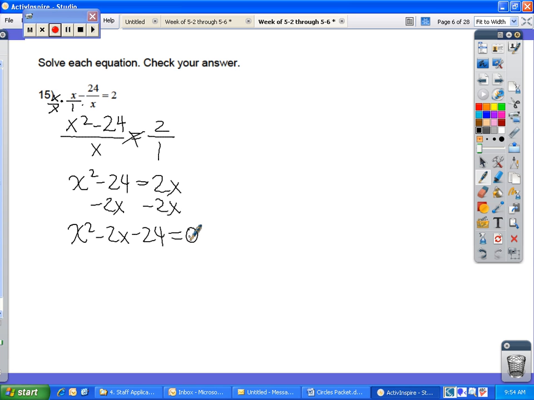Two numbers that when I multiply to get negative 24 and add to get negative 2 are negative 6 and positive 4. So (x minus 6)(x plus 4) equals 0. My opposites are the possible solutions. So I get possibly 6 and negative 4, but I have to check these.